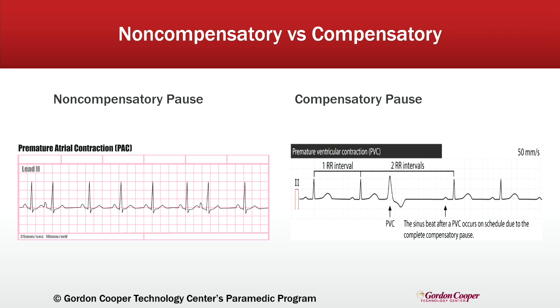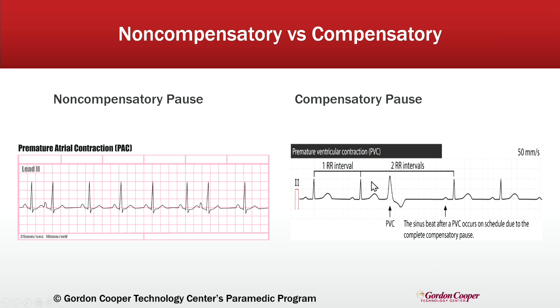So what we're saying is, if the P to P interval surrounding an ectopic beat, and that ectopic beat is when a beat comes from somewhere else, so we're talking about this premature beat, is less than 2 normal P to P intervals, we call that a non-compensatory pause. And then if the P to P interval surrounding an ectopic beat is equal to 2 normal P to P intervals, we call that a compensatory pause.